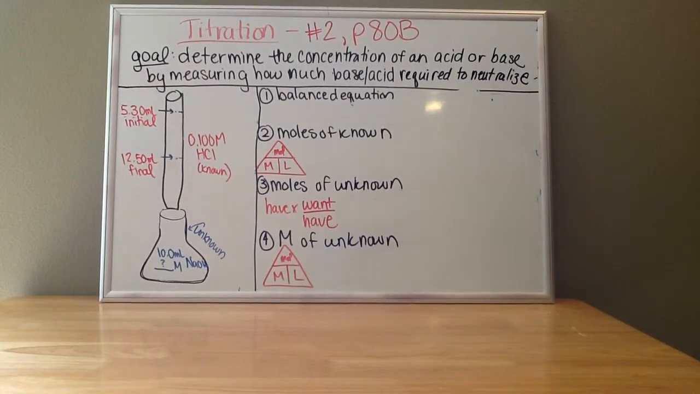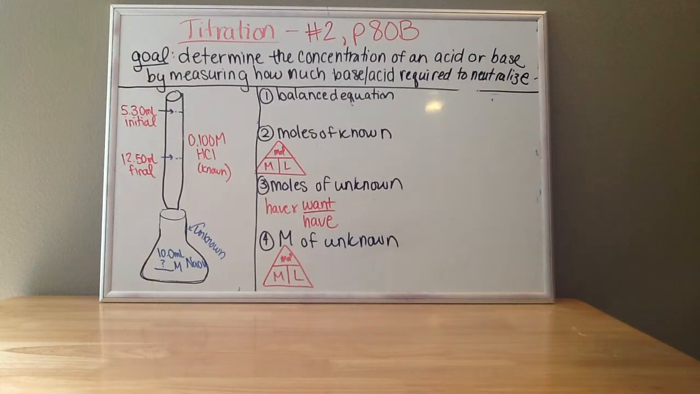Alright, so this is another titration problem, and if you're following along from your book, this is problem number 2 from page 80B. And again, remember the goal of a titration is to determine the concentration of an acid or base by measuring how much either base or acid is required to neutralize it. And this example is a little bit different from our earlier example, because in this case, our unknown that is down here in the flask is sodium hydroxide.